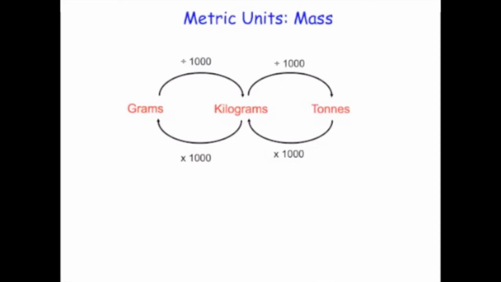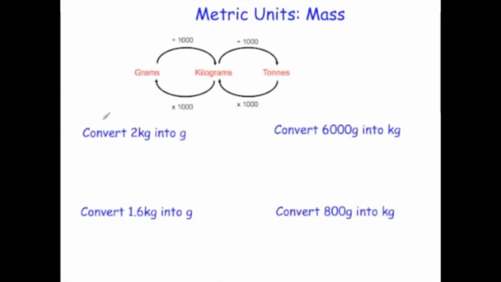Okay, let's have a look at some typical questions. Convert 2 kilograms into grams. To go from kilograms to grams, you times by 1,000. So you do 2 times 1,000, which is equal to 2,000 grams.